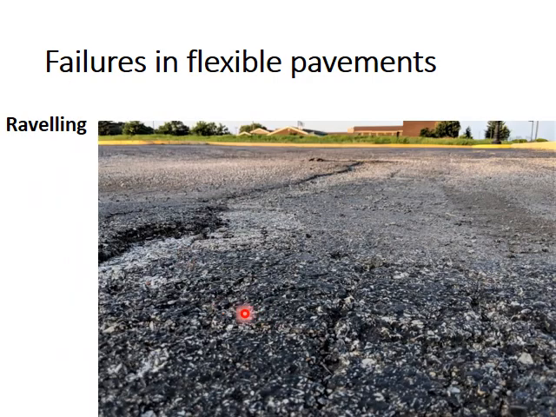This is an image of raveling. You can see that the binder is stripped off due to causes like inadequate content of binder or water stripping, and aggregates are removed from the surface. Here large holes are not formed. If large holes were formed, we would call them potholes. Here aggregates were removed from the surface over a large area, not to a greater depth, but over a larger area, bitumen is stripped off and aggregates are removed. So this type of failure is called raveling.